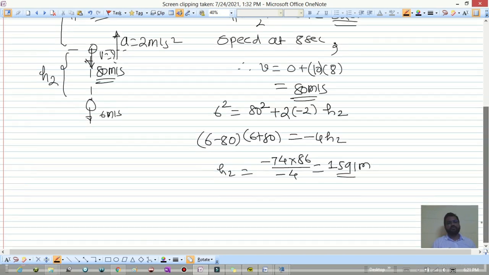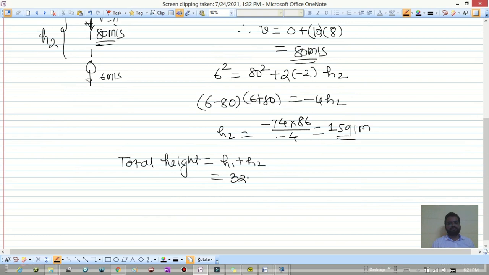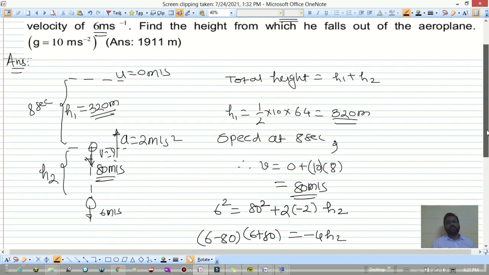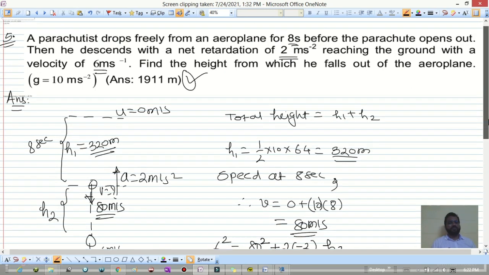And we want the total height. So total height is equal to h1 plus h2, which is 320 plus 1591, which is equal to 1911. So it indicates 1911 meter. So he falls from the height of 1911 meter. So I hope this is clear.